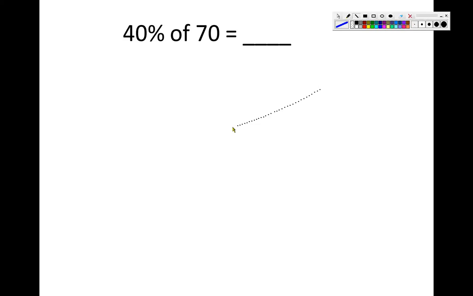Finding a percent of a number using proportions. There's a bunch of different ways you can find a percent of a number, but using a proportion is a very good way to do it. Setting up a proportion keeps all of your numbers and letters and variables and everything you have nice and organized so you're not making any mistakes.